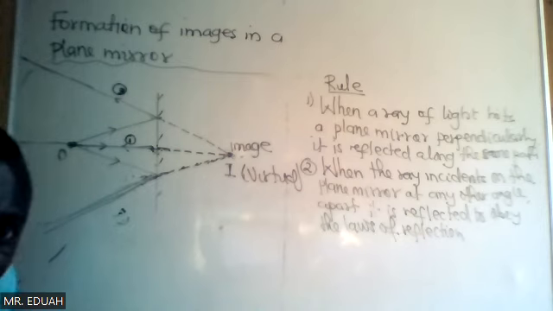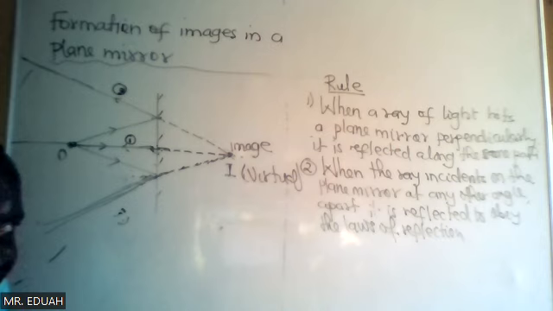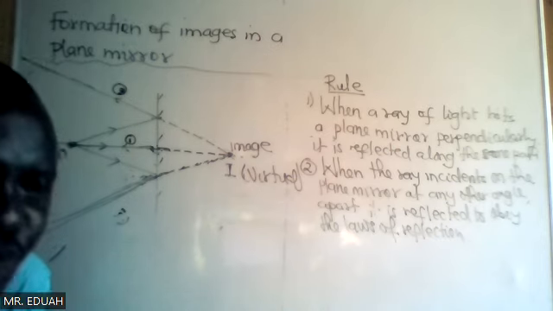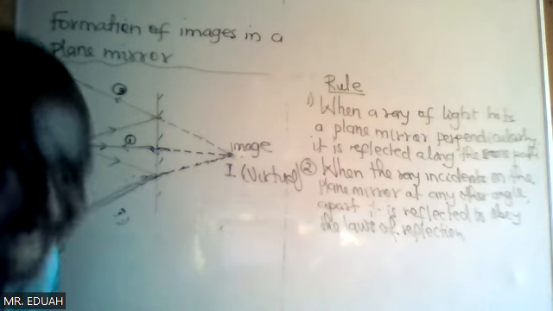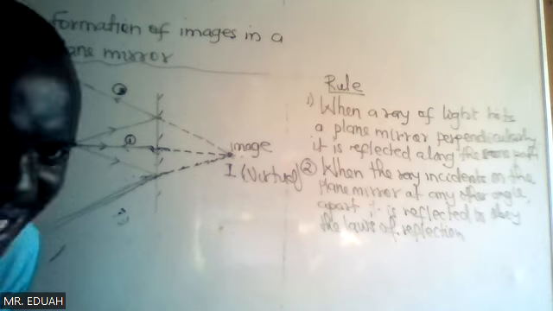That is the reason why, when you look at yourself in a mirror and then take the mirror away, the image is not there, because the image formed is virtual. A virtual image is not formed on a screen, and a virtual image is formed as a result of the apparent intersection of reflected rays.